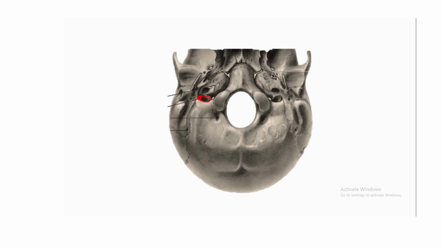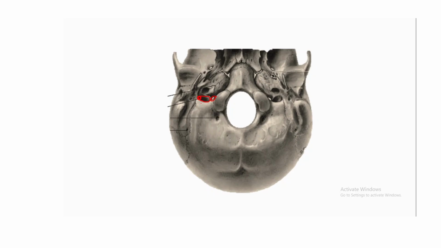Now first we'll see what all structures are transmitted through the jugular foramen. There is the internal jugular vein and three important cranial nerves, that is the glossopharyngeal nerve, vagus nerve and spinal accessory nerve. These three nerves also pass through the jugular foramen.